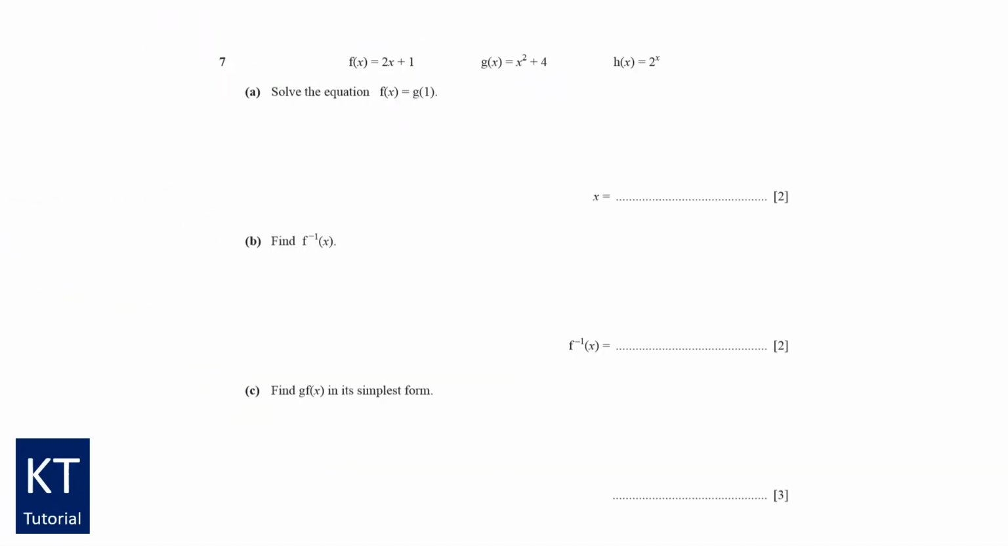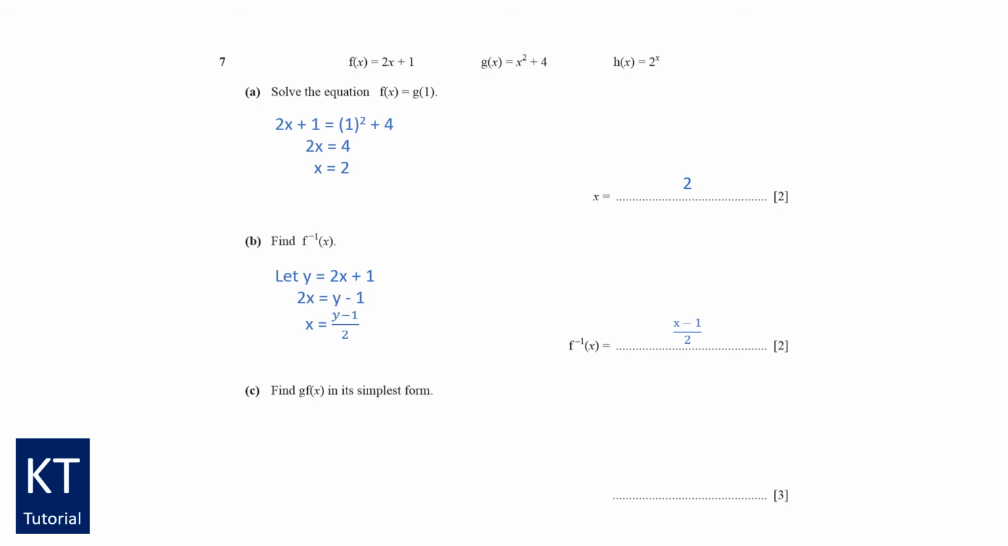Question 7a. Solve the equation f(x) equals g(1). By doing the maths, x is 2. Next, find the inverse of the function f(x). By letting y be equal to f(x) and rearranging the subject such that x is expressed in the form of y, the inverse function of f(x) can be identified.